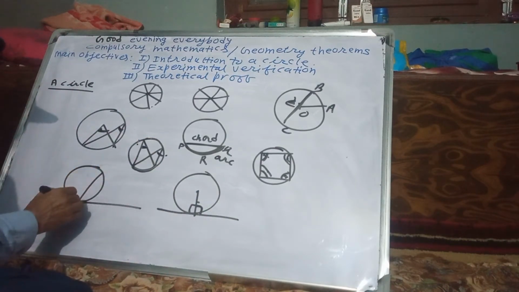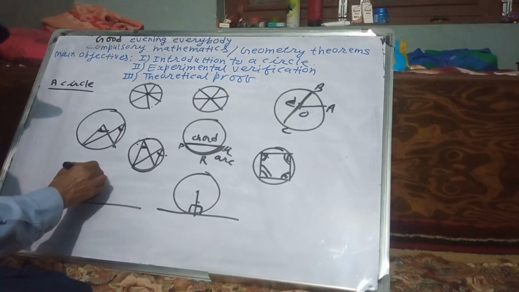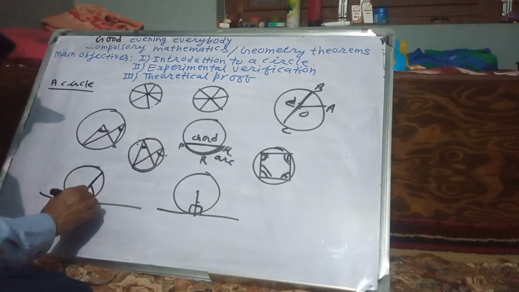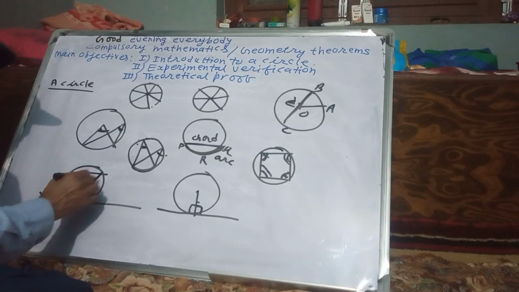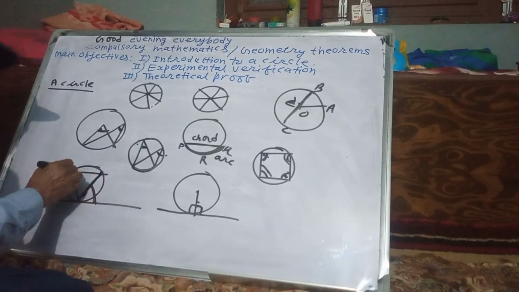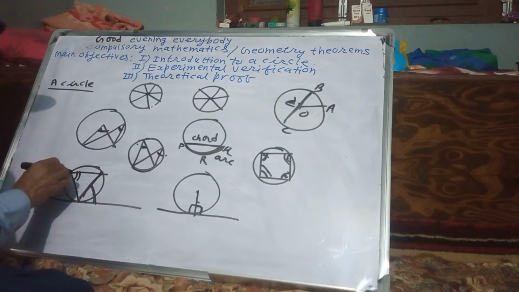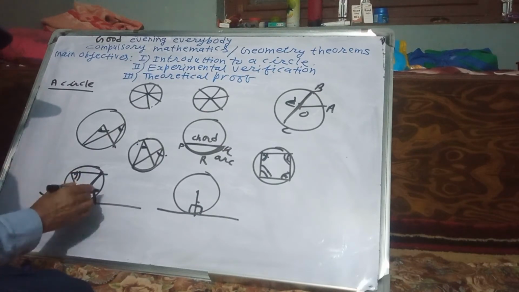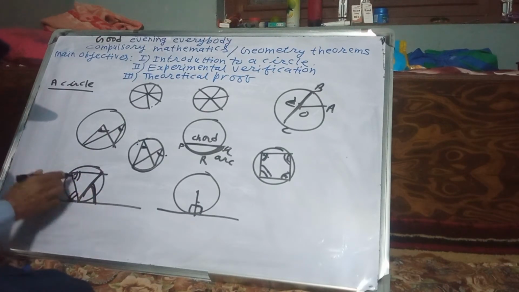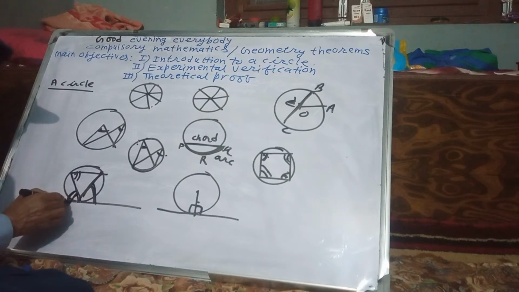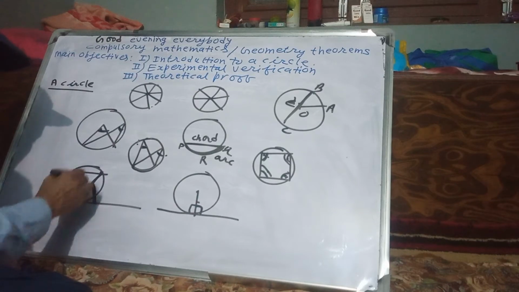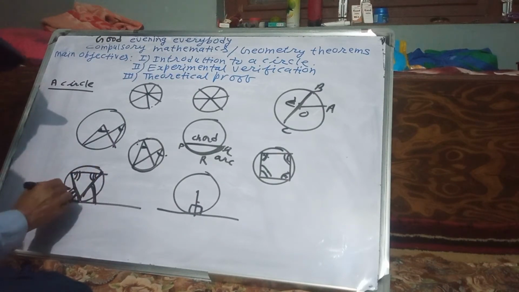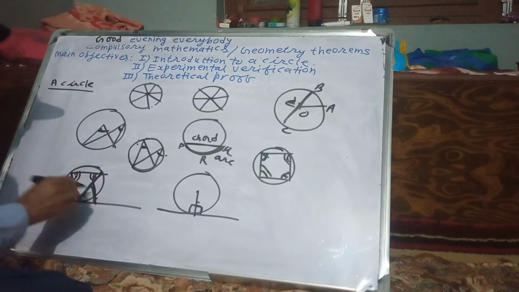Another, see, if you draw a chord, the chord makes an angle with the tangent. The angle made by the chord with the tangent and the angle made by the chord in the circle, meaning the inscribed angle, these two angles are equal. Another, this is the chord, this is the angle made by the chord with the tangent, and the same chord makes this angle. This angle equals this angle, this angle equals this angle.